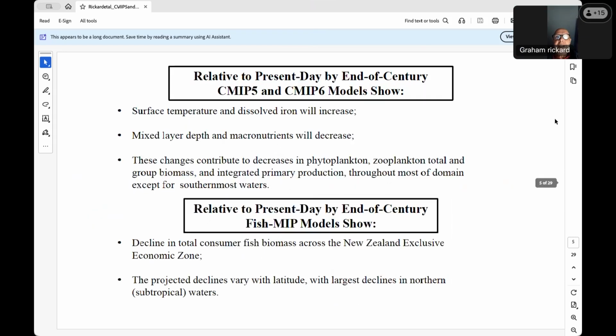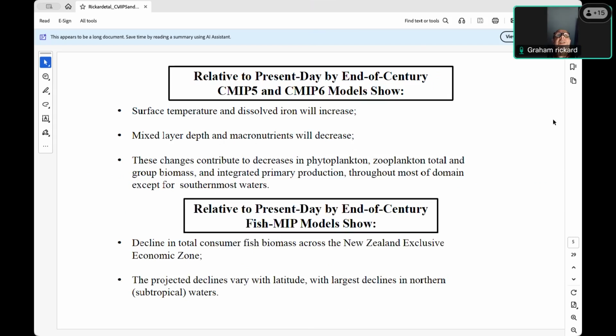And so, not surprisingly, we looked at end-of-century changes in these models, and much the same as the rest of the world, temperatures go up quite significantly and mixed layer depth reduces. These changes combine to see changes in phytoplankton and zooplankton, as you might imagine. And then we looked at the consequences of these in some FishMIP models, which I'll show in a second.